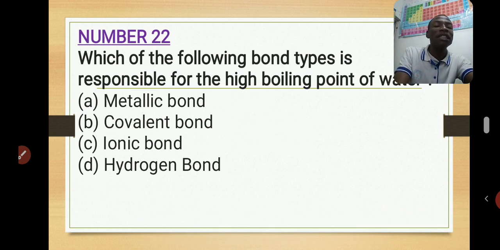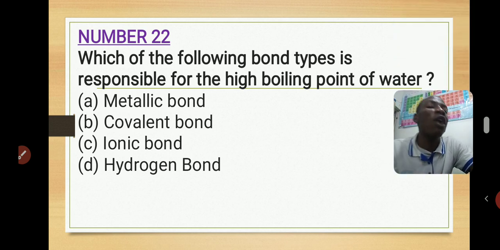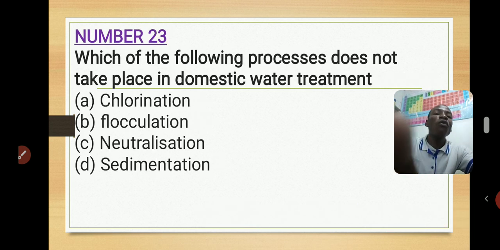Number 23. Which of the following bond types is responsible for the high boiling point of water? What makes water have a high boiling point? Of course, it is option D. Hydrogen bonding is what makes water have a high boiling point. Remember that any compound that contains hydrogen bonding has an unusually high boiling point. That's one of the anomalous behaviors of water.